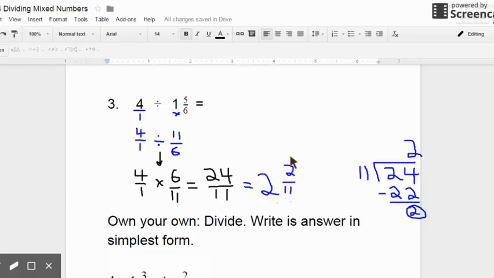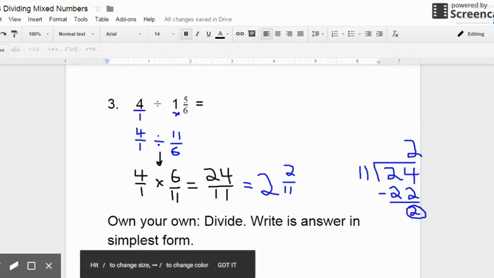So this is our simplest form. Remember, we're not trying to simplify down the whole number. The whole number is what it is. We can't change that. Only thing we can change is the fraction. We can simplify it down if needed. Well, in this case, we can't, so there is our answer. Let's go ahead and box that in, since that's what we should be doing with all of our answers.